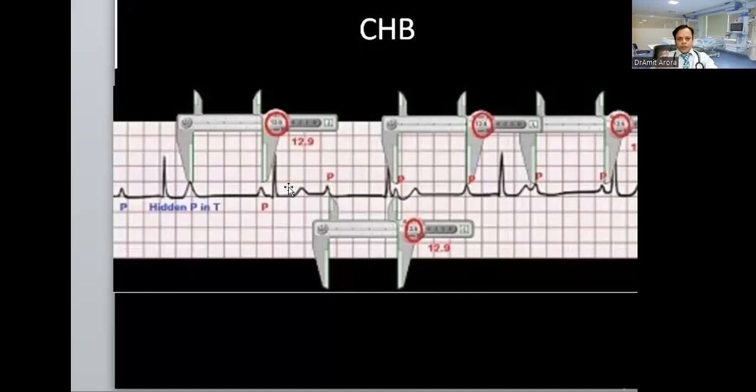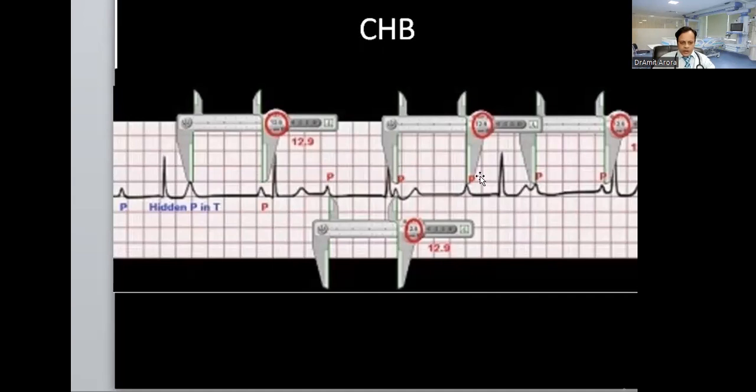So this I want to explain. This is a little bit difficult to identify. What happened here? Now P waves are there, QRS are there. Both are appearing on the ECG paper, but they are not related. So they will not care about each other. Now here you can see one P wave is hidden here. Why can we see this? Just compare with the morphology of the other T waves.